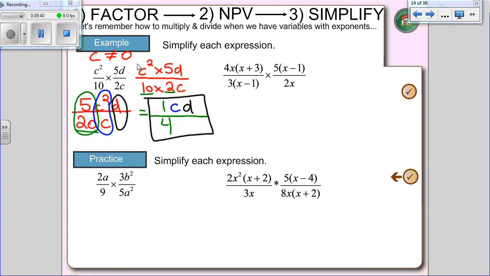Example 2. I'm going to follow my steps. First step is factor. Well, it's nice that they've already factored it for us. If we look at that thing, it's already been factored. Second step is state any NPVs that you have. NPVs are when you divide by 0. So I would say x cannot equal positive 1 or 0. If it was positive 1, the first fraction would be divided by 0. If it was 0, the second fraction would be divided by 0.